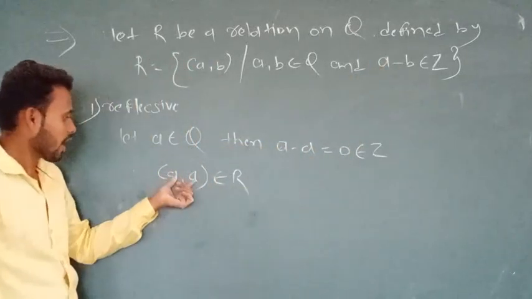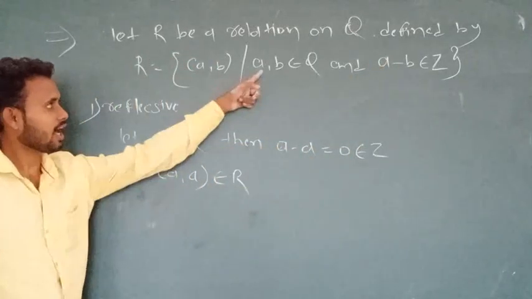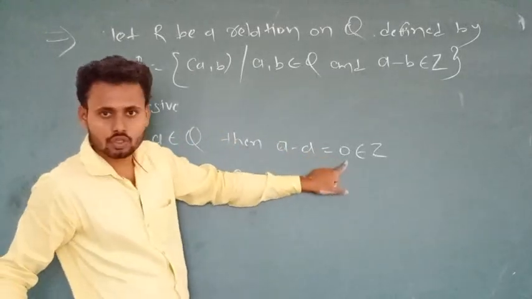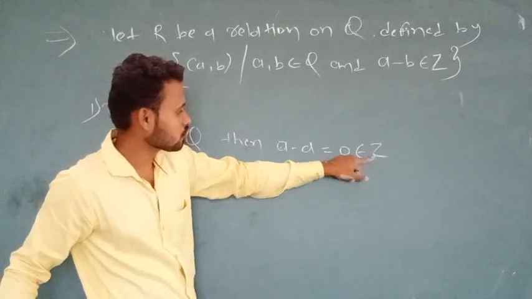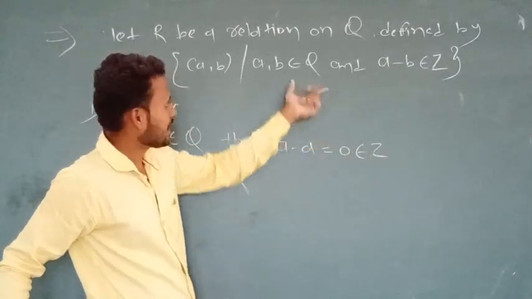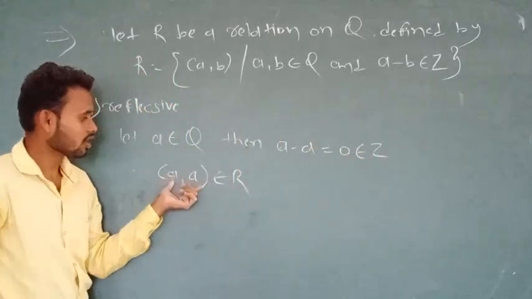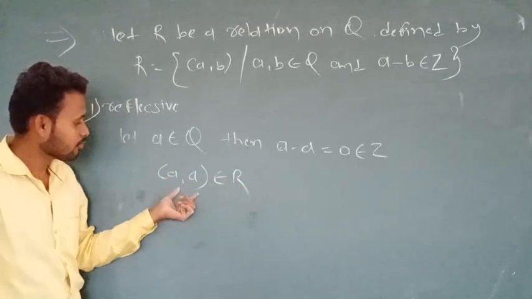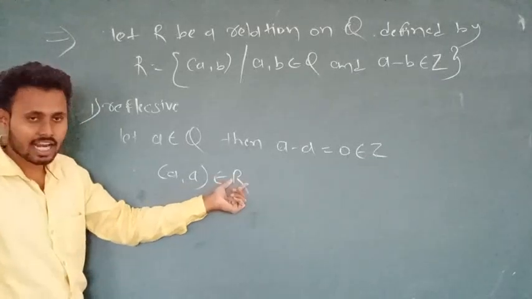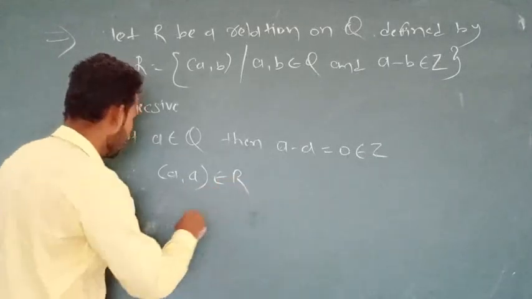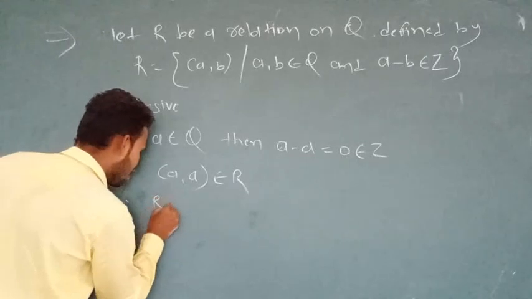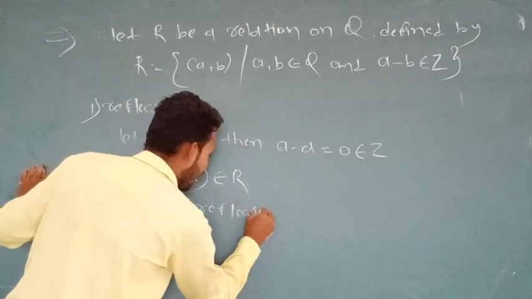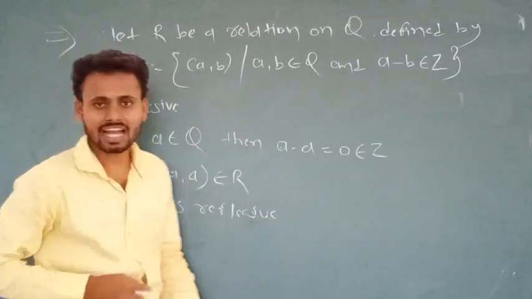Because this satisfies this property. Here A, A belong to Q. And suppose if you take the subtraction A minus A, which is equal to what? 0, and we know that 0 is an integer. 0 belongs to Z. Therefore this also belongs to Z. By that property we say that order pair AA belongs to relation R. Therefore we say that R is a reflexive relation. Therefore, next line, we say that R is reflexive. Therefore we get R is reflexive.